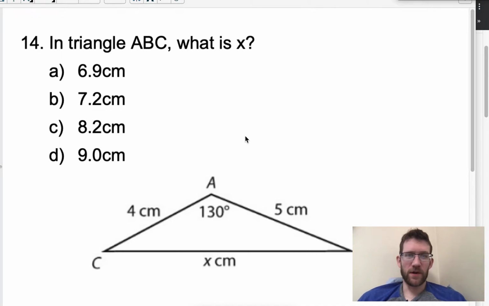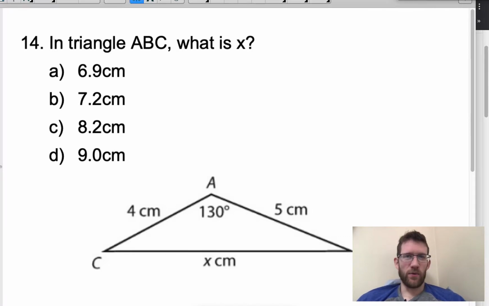Okay, number 14. 52% of you got this correct, which I thought was really pretty good considering this is the hardest problem in the whole test, in my opinion. Because this is the one example where we really have to use law of cosines. So in this case, it just asks, in triangle ABC, what is x? Or what is little a, right? Side BC.